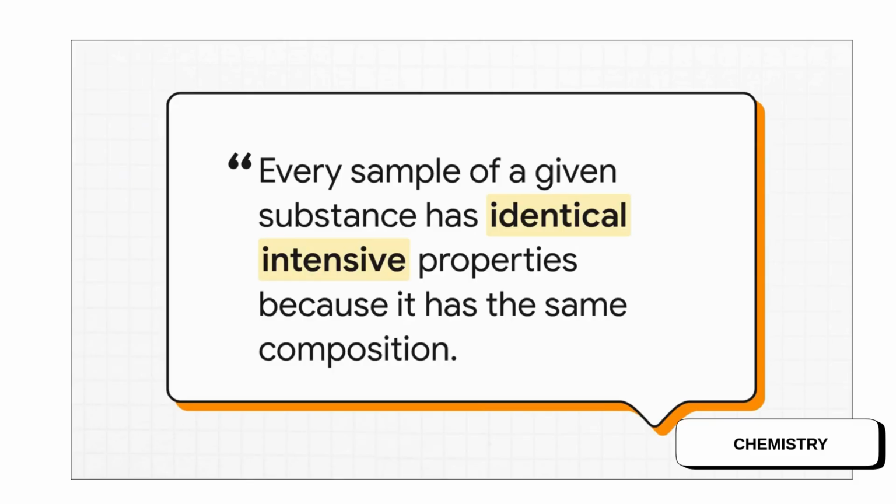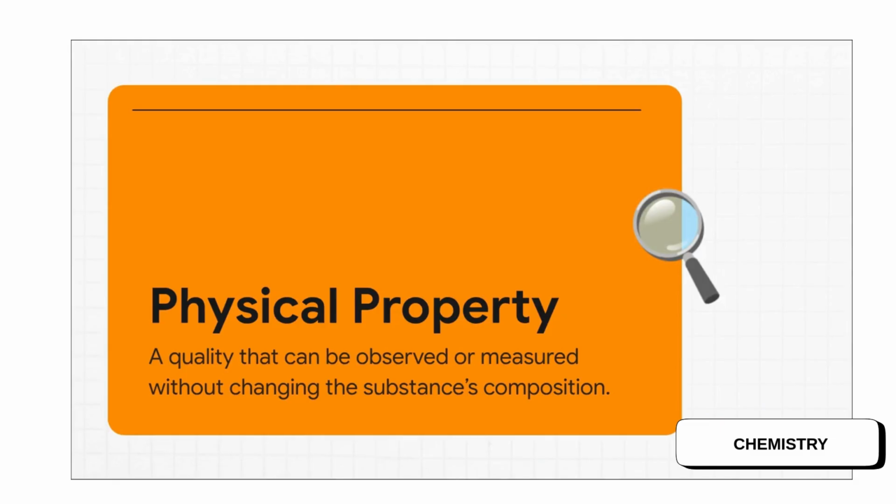And this is the absolute core idea right here. Every single sample of a substance has the exact same intensive properties. And why is that? It's because every sample has the same composition. It's the reason why a teeny tiny speck of gold has the exact same color and hardness as a giant gold bar. So what are these identifying traits?